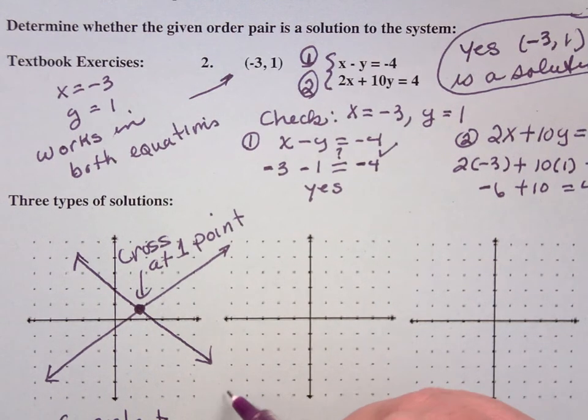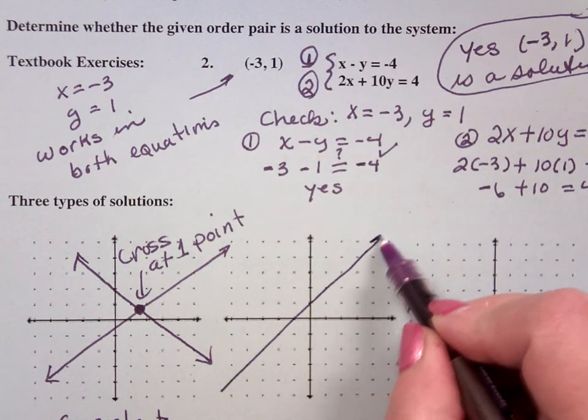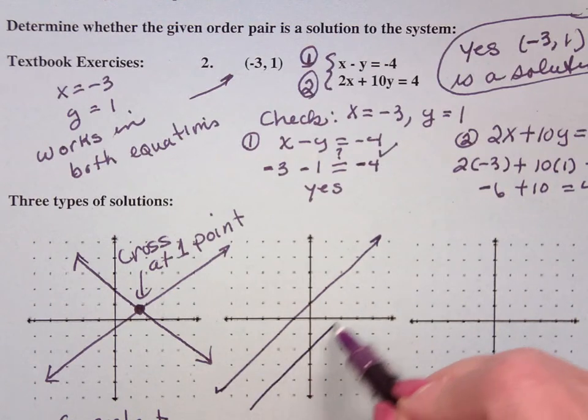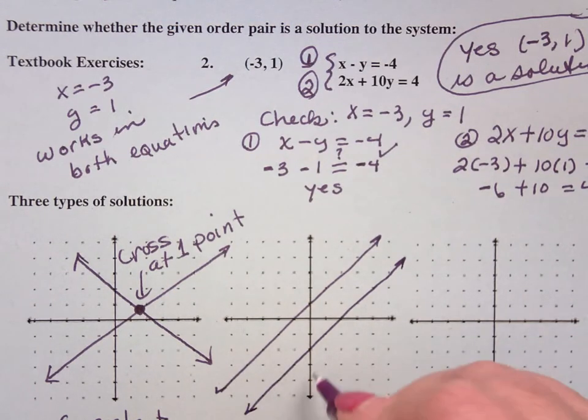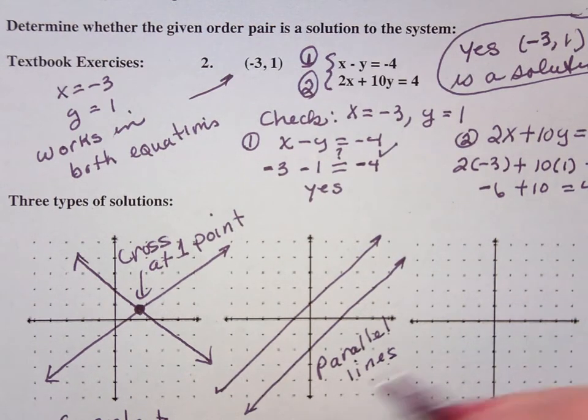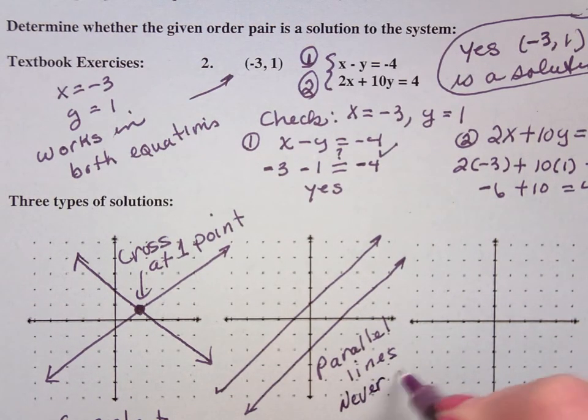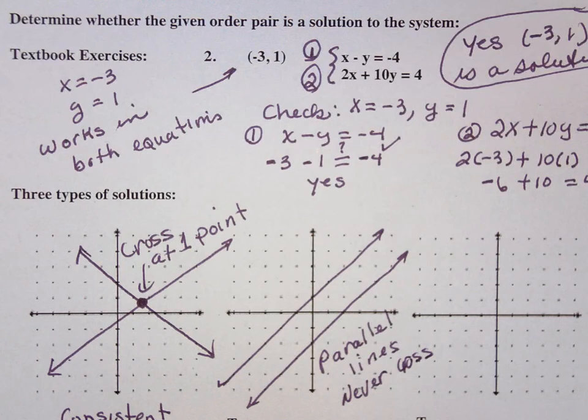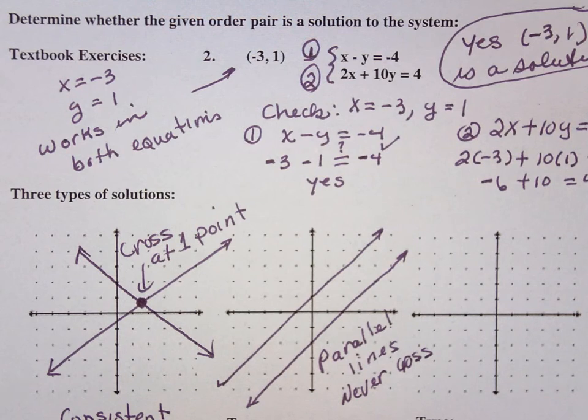I can have it so if I draw a line, and I draw a line which is parallel. Parallel lines never cross. So as a result, the type of solution I have is inconsistent. Number of solutions, 0.